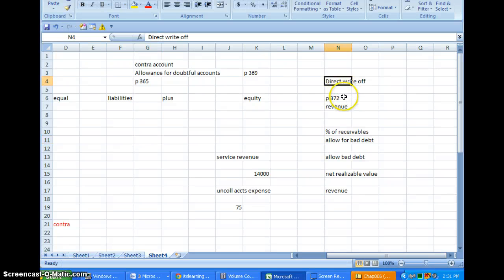We're going to look at the direct write-off method on page 372. It says, recognizing uncollectible accounts expense using the direct write-off method. I'm going to read the first 3 paragraphs and go through an example.